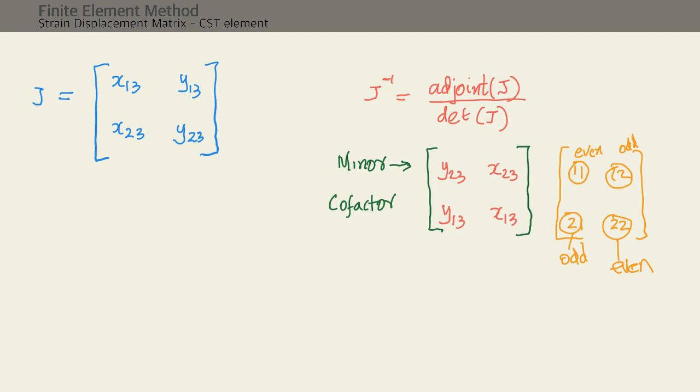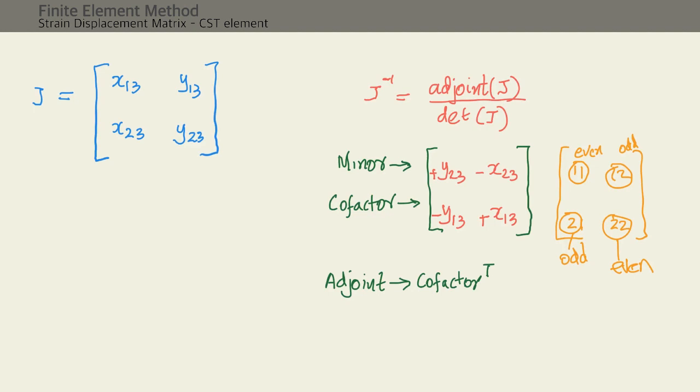Now to get the cofactor matrix from the minor of the matrix, if the sum of the indices is even, then you give a plus sign. If the sum is odd, you give a minus sign. So here that would be plus. Here, since the sum is odd, you give a minus. Here also the sum is odd, so you give a minus. And the last one, the sum is even, so you give a plus. Now this matrix is the cofactor matrix of the matrix J.